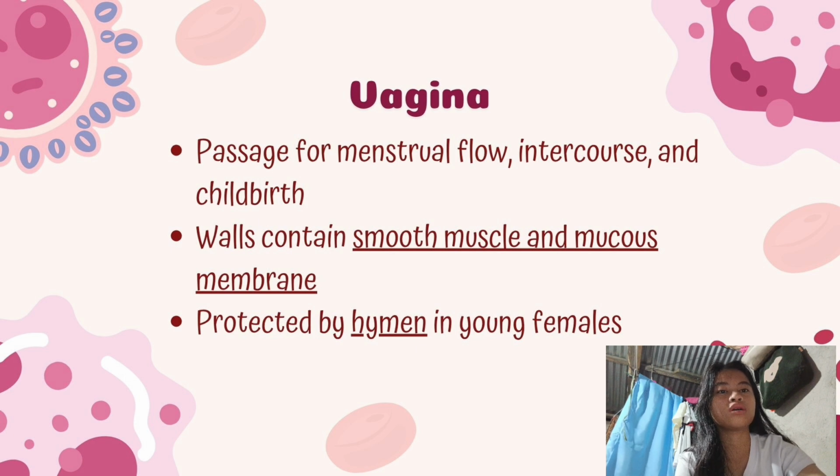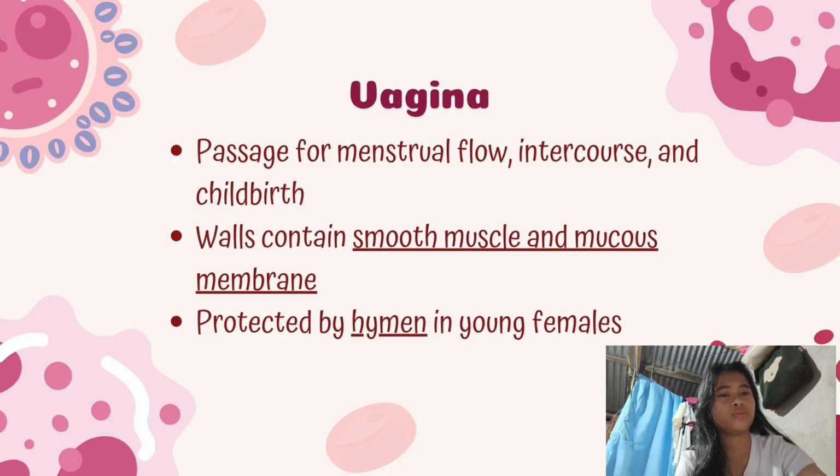It is lined with a mucous membrane, which keeps it moist and helps protect it from infection. So moisture and elasticity are important for comfort and safety during intercourse and childbirth. Next, the hymen, a protective tissue in young females.